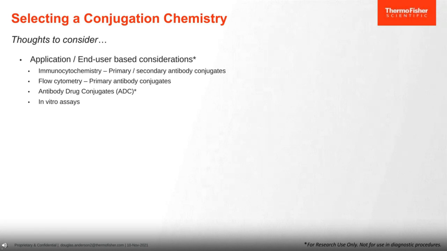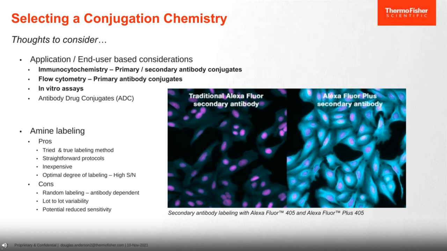But in general, most conjugates fall into either immunocytochemistry, where you're trying to take a picture on a microscope, flow cytometry with primary fluorescent labeled antibody conjugates, or antibody drug conjugates for research use, ultimately coming up with IVDs or perhaps an in vitro assay. So walking through these 4 conjugation chemistries, what are they best suited for?